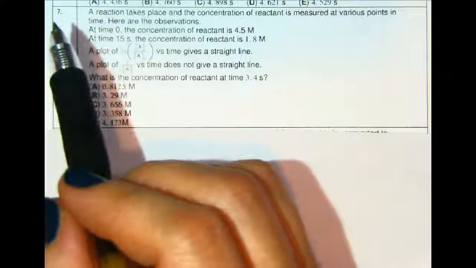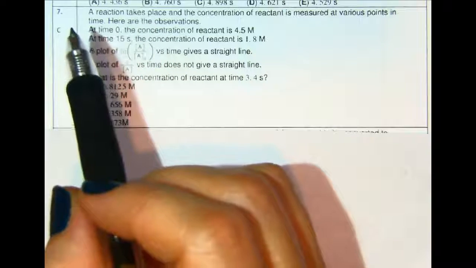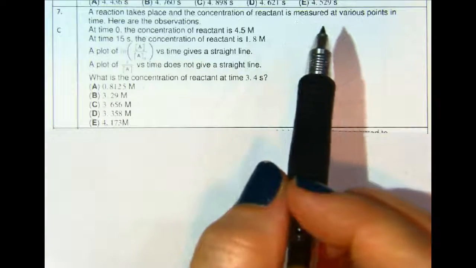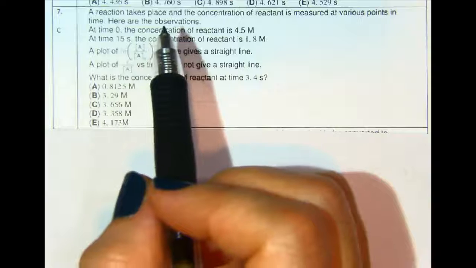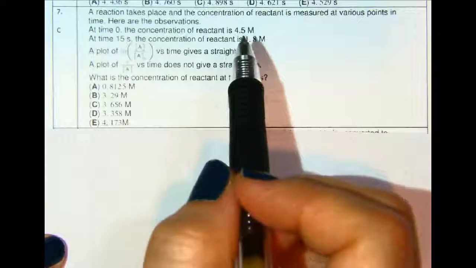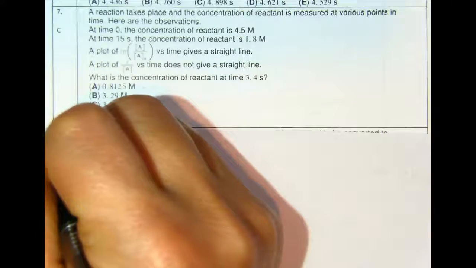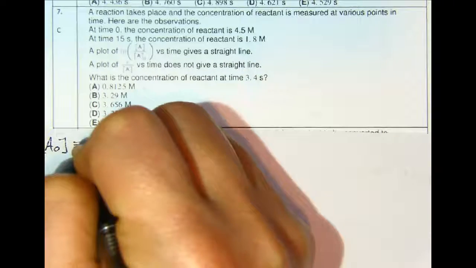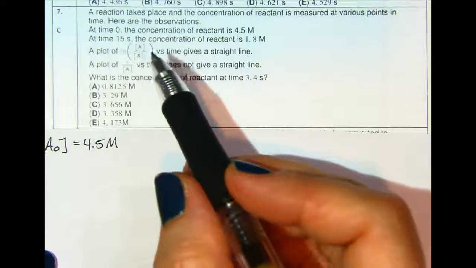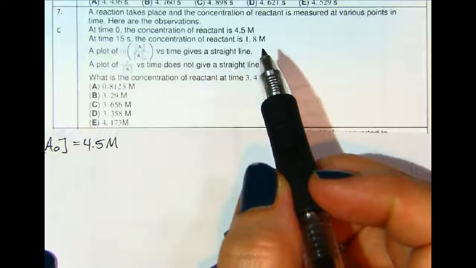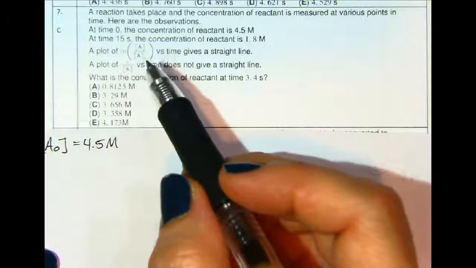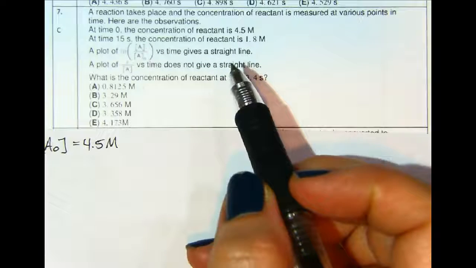Okay, we're on number 7. Number 7, a reaction takes place and the concentration of reactant is measured at various points in time. Here are the observations. At time 0, the initial concentration is going to be equal to 4.5 molar. So I'm going to jot that down. A0 equals 4.5 molar. At time 15 seconds, the concentration of reactant is 1.8 molar.